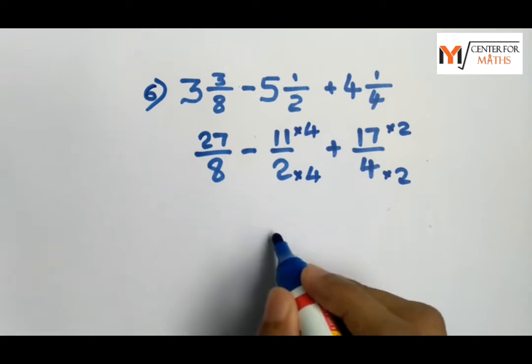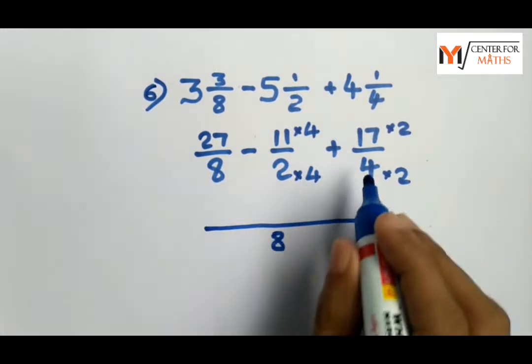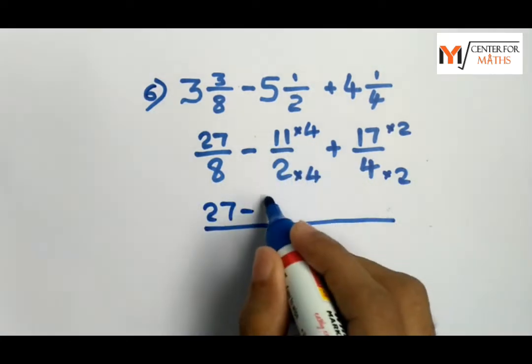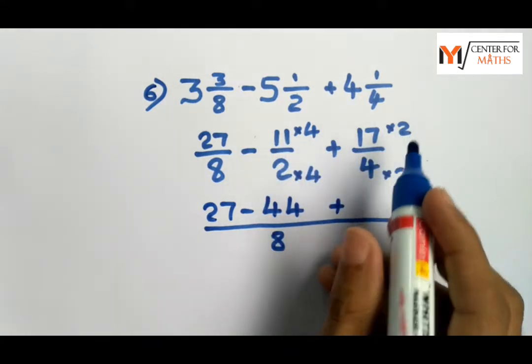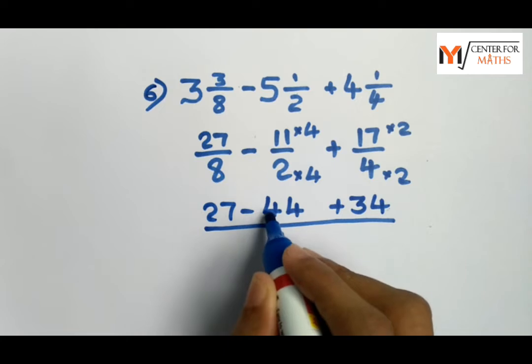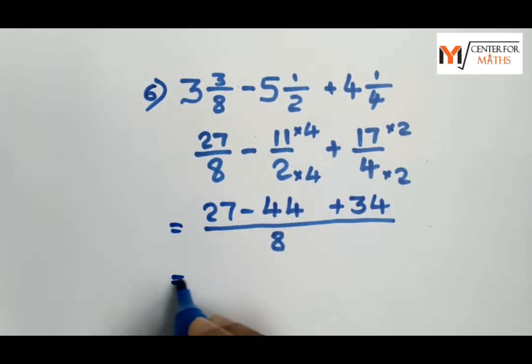Now you can see how easy this is. 8 is common. 8, 2 4s are 8, 4 2s are 8. Right. So 27 and minus 11 4s are 44. Now we just have to multiply them. And 17 2s are 34. Don't go to add them because it's minus 44 and plus 34. You will be confused. So it's better to simplify like this.